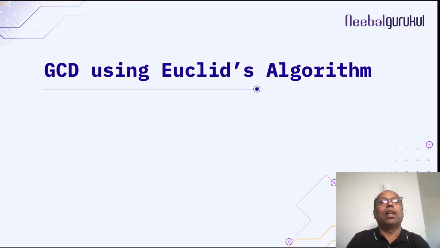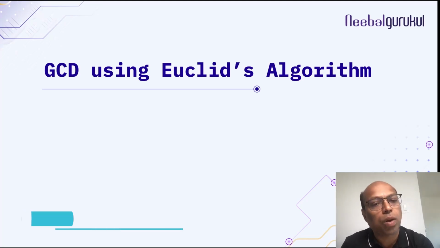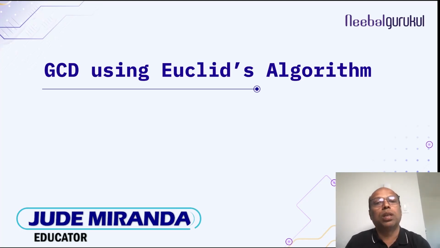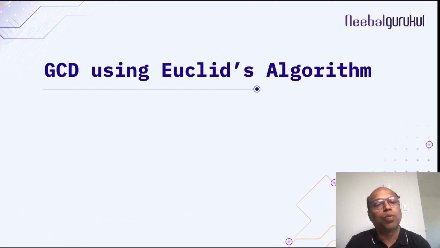So let us solve another problem: finding the greatest common divisor using Euclid's algorithm. First, we are going to understand what the problem is. Second, we are going to see why I need to use recursion. If I use recursion, what is the base component? What is the recursive component? This is what we are going to see.